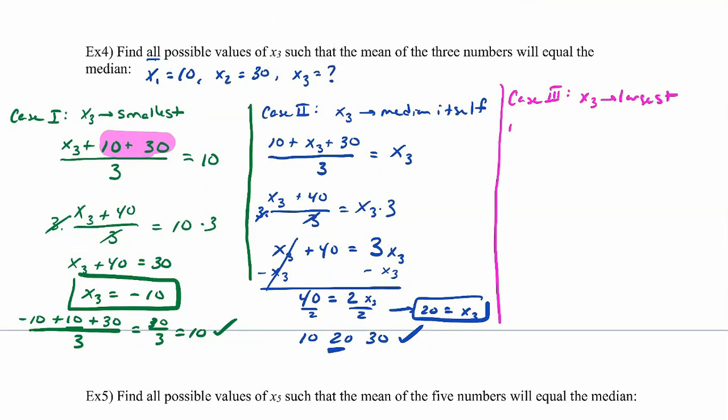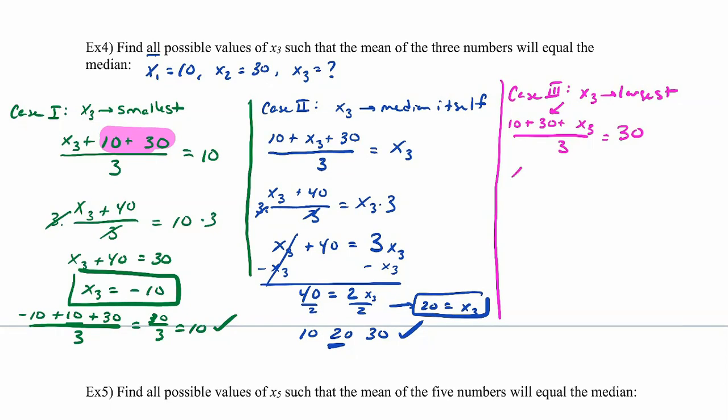So the smallest will be 10, then 30, and now x3 is the largest in the ordering. I will add and divide by 3 to get the average, but now the number in the middle, the median, is set equal to 30. Okay, so it really depends on the position of the third value that gives us these different cases. And all that's changing is the right-hand side of each equation. Notice the left-hand side is basically the same. We're adding and dividing by 3. The right-hand side is what changes based on what the median is, based on the order of the values.